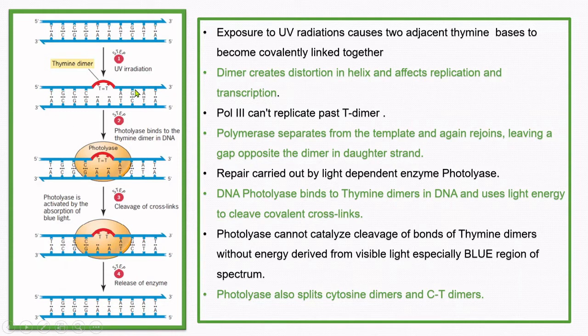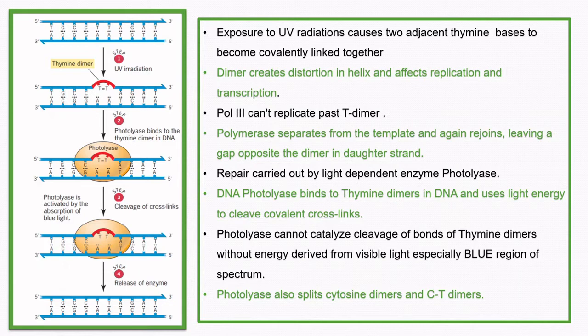As you can see, exposure of DNA to UV radiation causes two adjacent thymine bases in the DNA strand to become covalently linked together. So that means there are two adjacent thymine bases and they become covalently linked because of the exposure to UV radiation. Now, this dimer creates distortion or kinks in the DNA molecule, and this distortion affects the replication as well as the transcription.